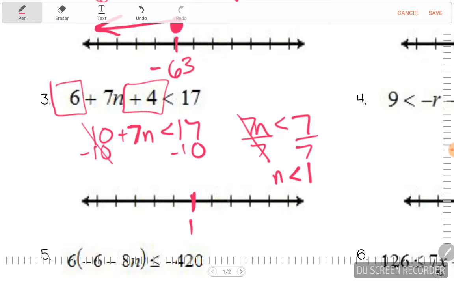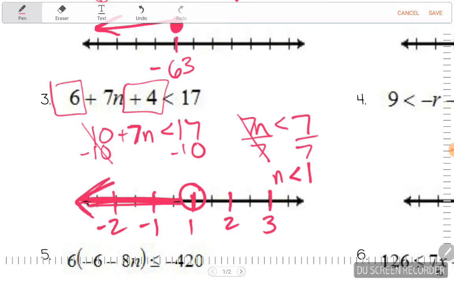Pick a place on my number line to be 1. Maybe pick a few other numbers. I'm going to have an open circle because it's not equal to 1. It's just less than. So I'll do an open circle here, and then it is less than, so the numbers that are smaller than 1. So my graph looks something like this. Again, it can be on the number line or you can do it above the number line.